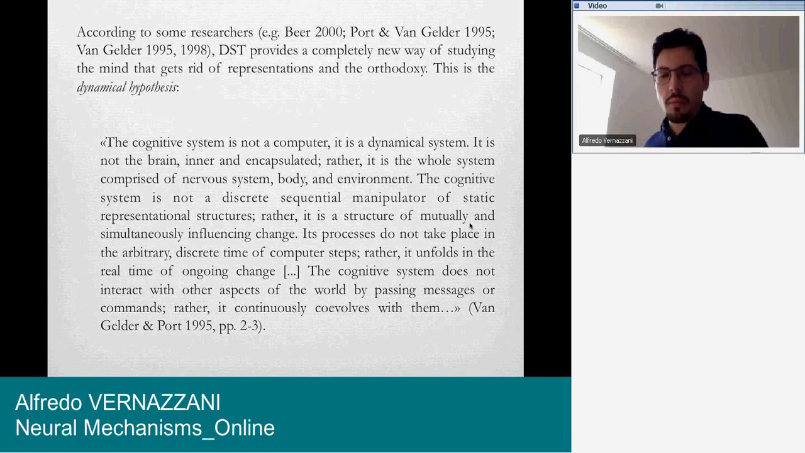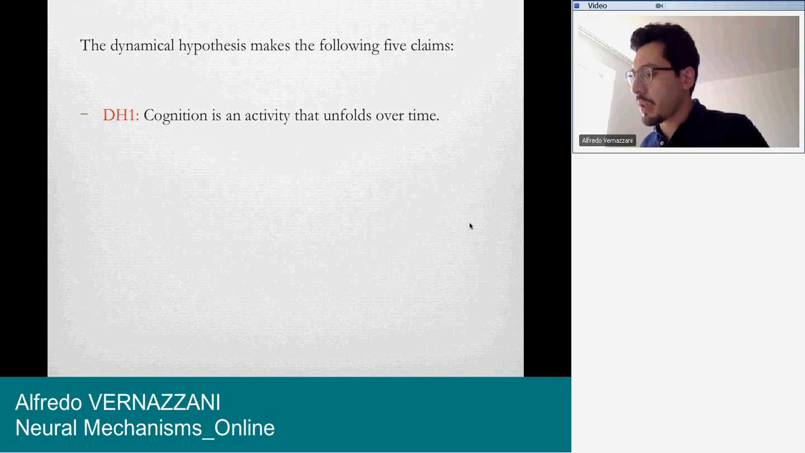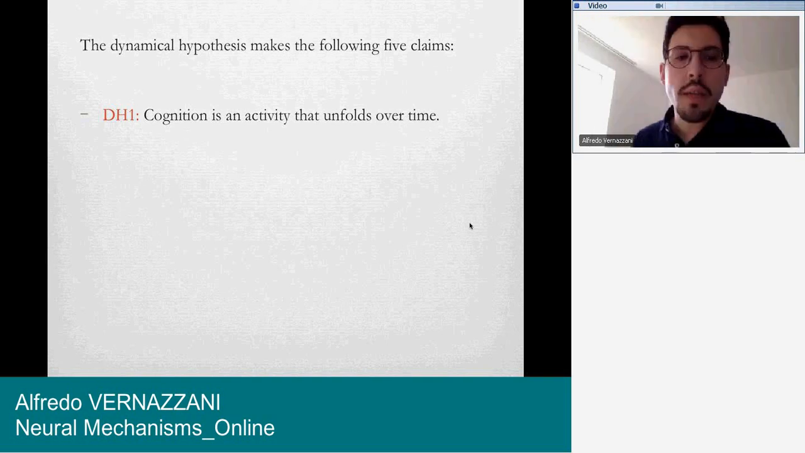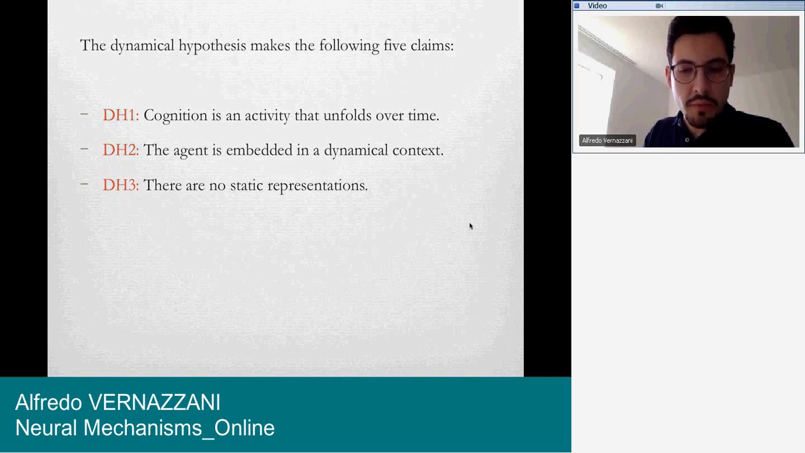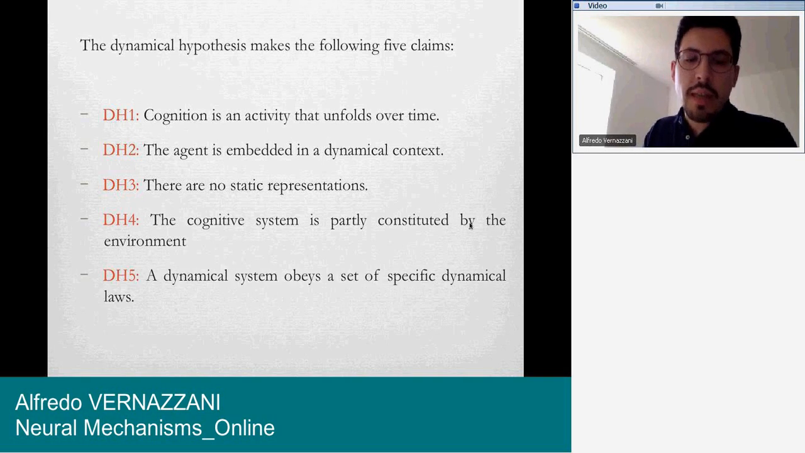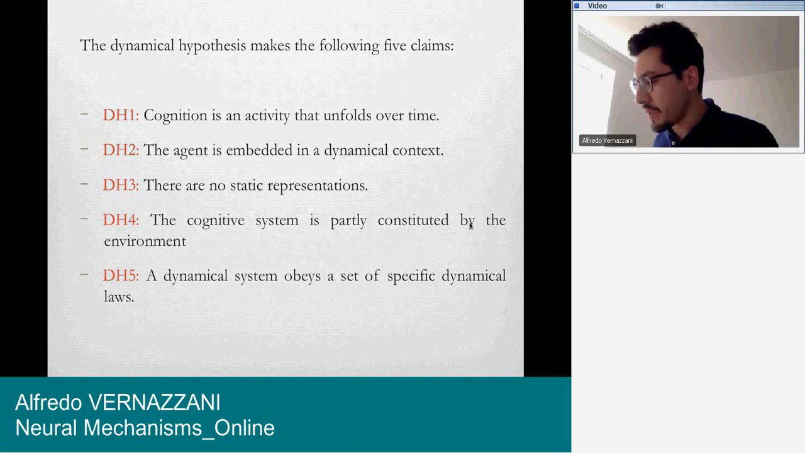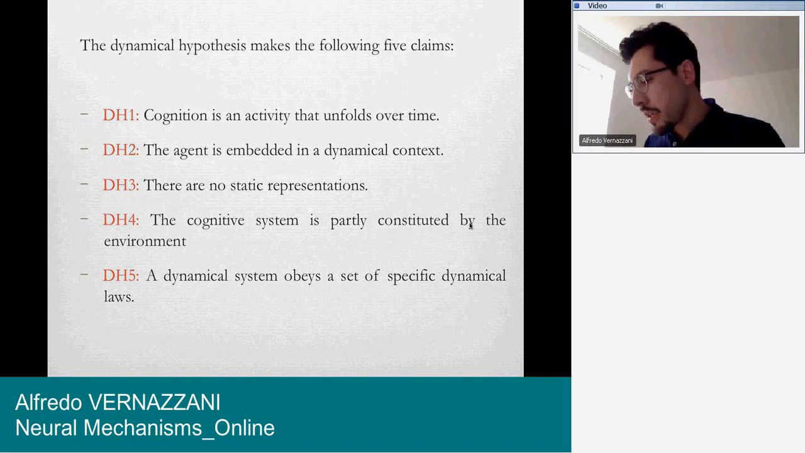Now, what is interesting about this passage is that we can single out the following five claims, which are called DH1: cognition is an activity that unfolds over time. DH2: the agent is embedded in a dynamical context. DH3: there are no static representations. DH4: the cognitive system is partly constituted by the environment. And DH5: the dynamical system obeys a set of specific dynamical laws. Now, this latter claim, DH5, is not actually included in the passage I've just read.